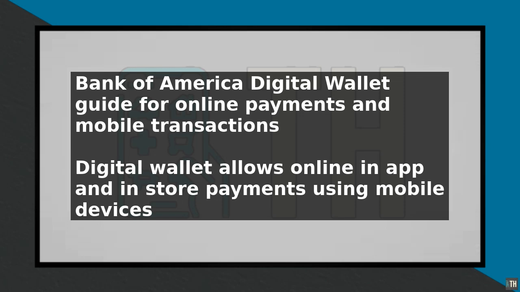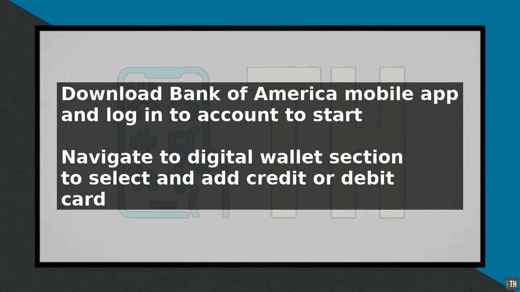Download the Bank of America mobile app from the App Store and log into your account. Once you are logged in, navigate to the Digital Wallet section and select the card you want to add. You can add multiple cards to your digital wallet, including credit and debit cards.